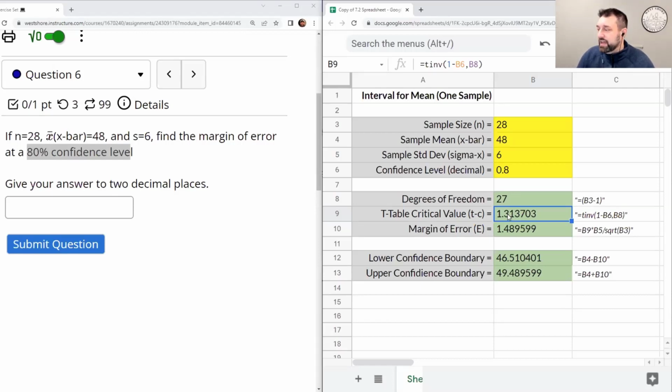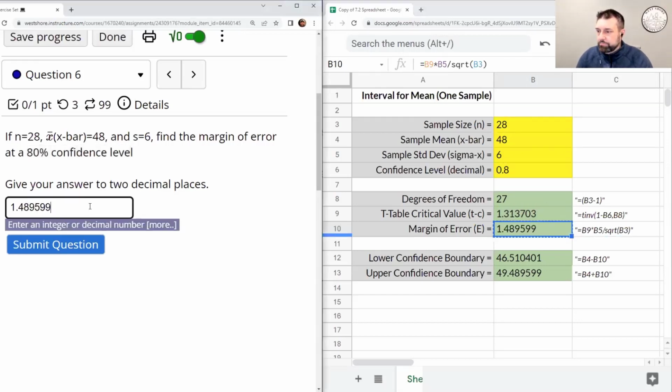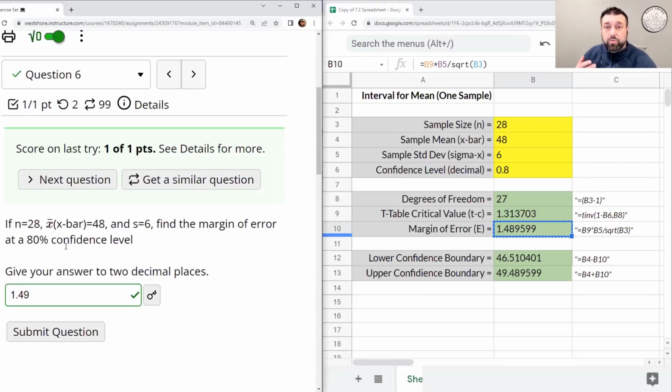You then take that t value, you multiply it by the standard deviation, which is the purple box, the 6, and then you divide by the square root of the number of items in your sample, 28. And that gives you your margin of error. So there's our margin of error. That's it right there. We'll round that to 2 decimals and we should be good. Now, what else the spreadsheet does is it takes that margin of error, subtracts it from the mean to get the lower bound, and adds it to the mean to get the upper bound. So that's kind of nice. It automatically gives you your interval.